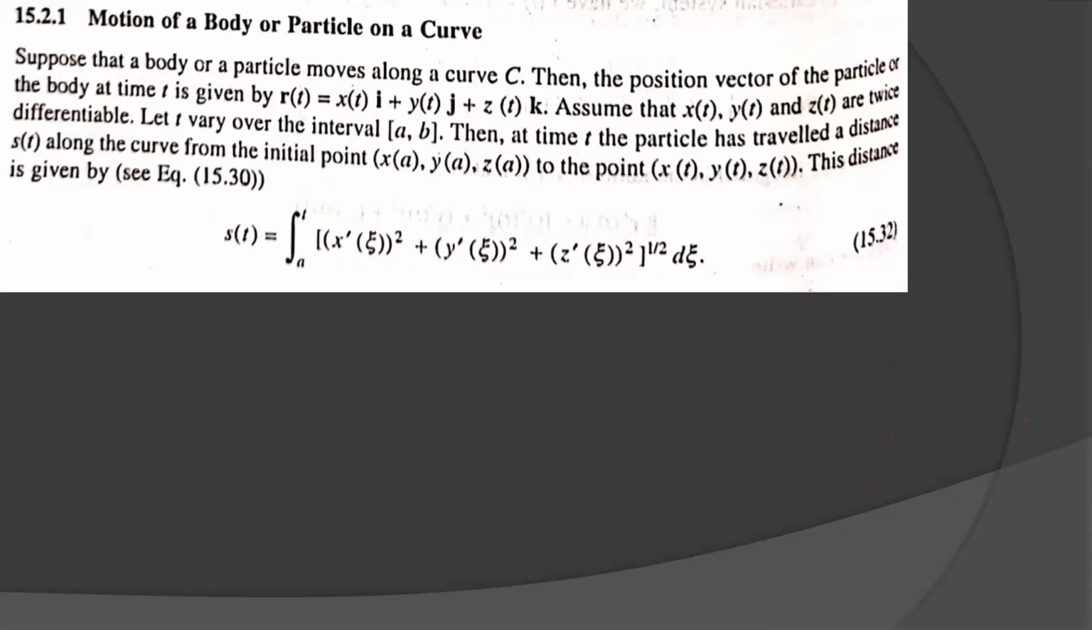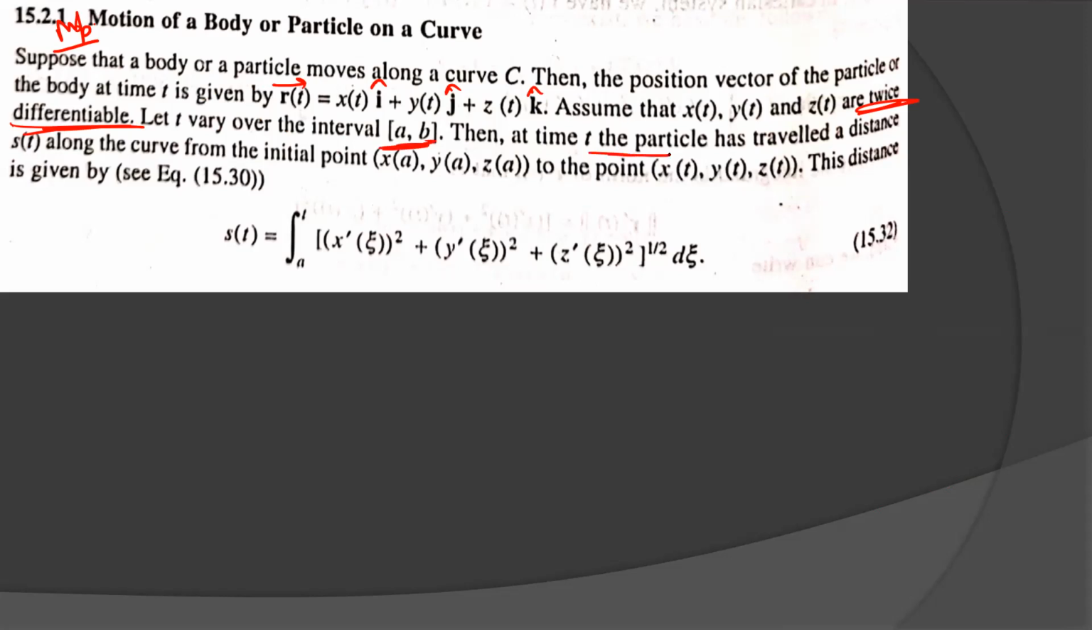Motion of a body or particle on a curve. This is a very important article. Suppose that a body or a particle moves along a curve, as I have already discussed, then the position vector of the particle or the body at time t is given by r(t) vector equal to x(t)i plus y(t)j plus z(t)k cap. Assume that x(t), y(t), z(t) are twice differentiable. Twice differentiable means we have two-time differentiability at least. t belongs to the closed interval a comma b.